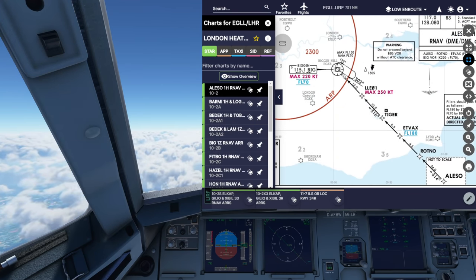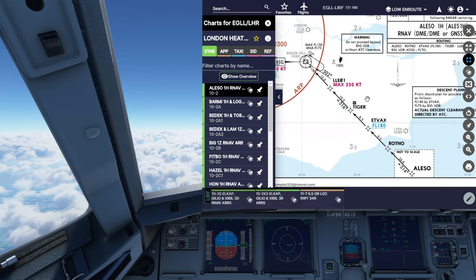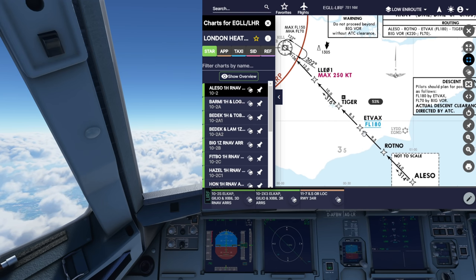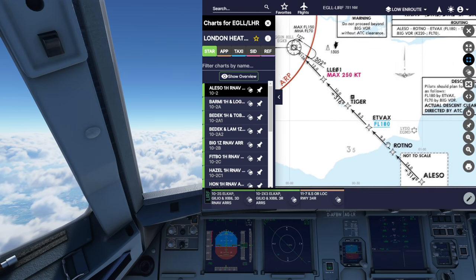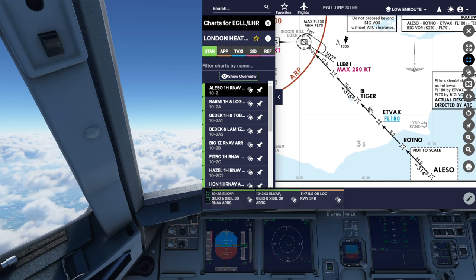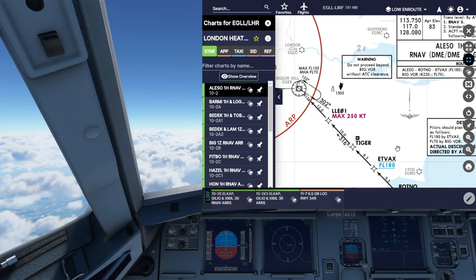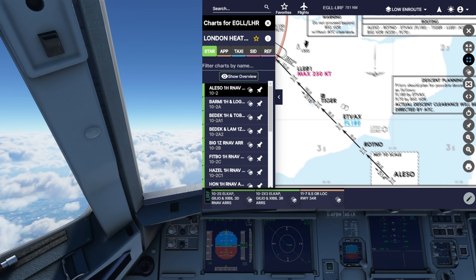Now let's look at the chart into Heathrow. This is the Alesso 1 Hotel arrival into Heathrow. And as you can see, same idea, Alesso, Rotno, Etvax. Again, doesn't give us leg altitudes, but it does tell us at Etvax be at flight level 180. It's got a line above and below, so that means we must be at that level there. Same for the flight level 70. Remember the above and below, I also talk about it in my departure chart. So that is slightly different.